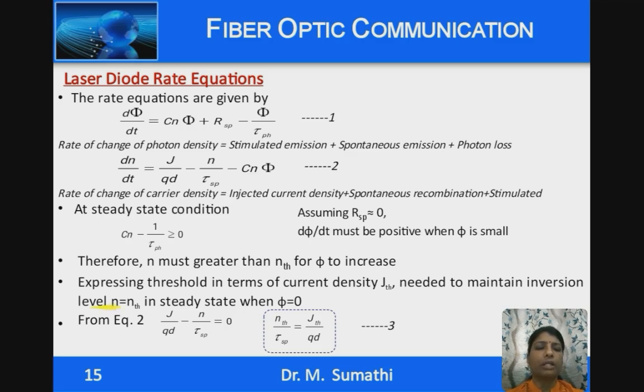In order to maintain population inversion under steady state conditions, from equation 2, substituting the value of phi as 0, we get the expression n threshold by tau spontaneous is equal to j threshold by qd. So this is the threshold value of current density that is required to maintain a population inversion in the laser.